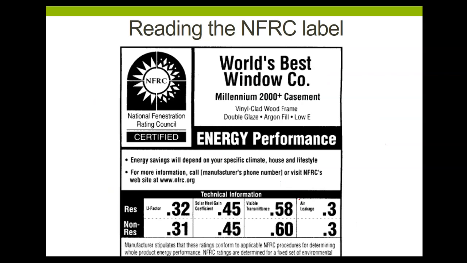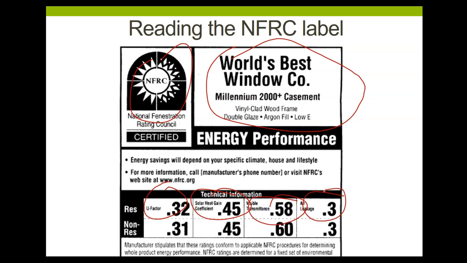So how do you read this label? Look at this label. So this is some company selling a window. This is the NFRC. This is your U factor. This is your solar heat gain coefficient. Now you know what it means. This is the visibility, and this is the air leakage. So they tell you those ratings for residential, non-residential, and again, it depends on the climate, house, and lifestyle. So those things will be different, and they should tell you how it works.